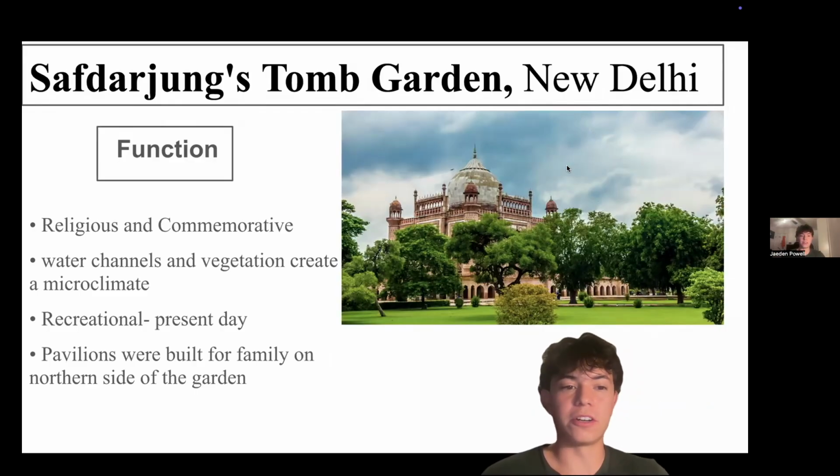The function of this garden, it is religious and commemorative to Safdar Jung, of course. It is also utilitarian, so the water channels and vegetation, they create a microclimate for the garden. And then it is recreational, present day, for many people to go to. And then also there were pavilions that were built for Safdar Jung's family on the northern side of the garden that they would stay at.